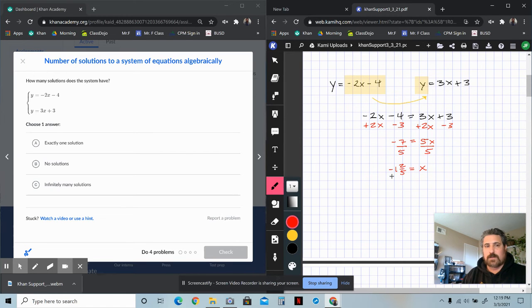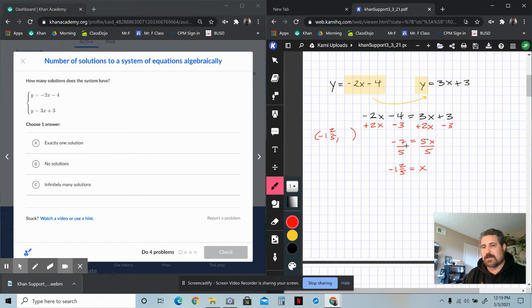So these aren't the same lines, right? It says to do it algebraically, but I'll show you in a second why I'm laughing. You could plug this x value into either equation and get the ordered pair that is the solution of the system. So the x value is negative 1 2/5, right? The y value is just going to be whatever you get when you plug that in.